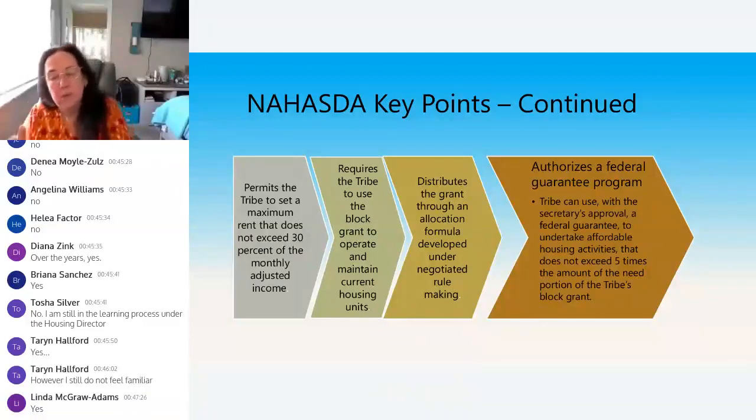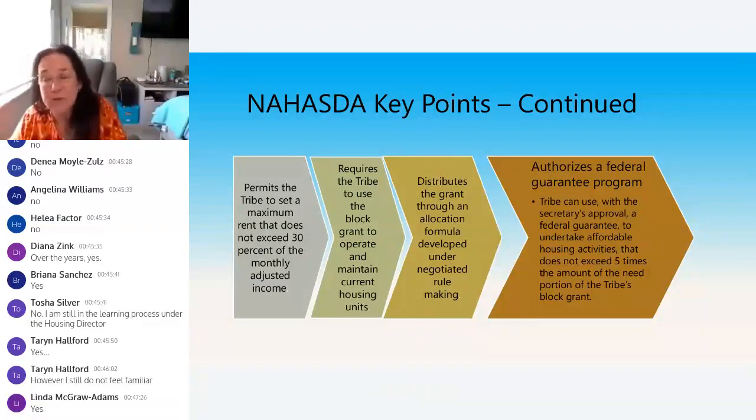It requires the tribe to use the block grant to operate and maintain current housing units. So if you have those houses, like I said, that were built prior to 1996, that's what you think. When was this house built? You can have a pretty good idea if they're '37 Housing Act or if they're a NAHASDA unit. Okay. They have that subsidy, protect that subsidy. It distributes a grant through an allocation formula that is developed under negotiated rulemaking. Remember, I said that. If they do anything to our formula, they have to convene that negotiated rulemaking.